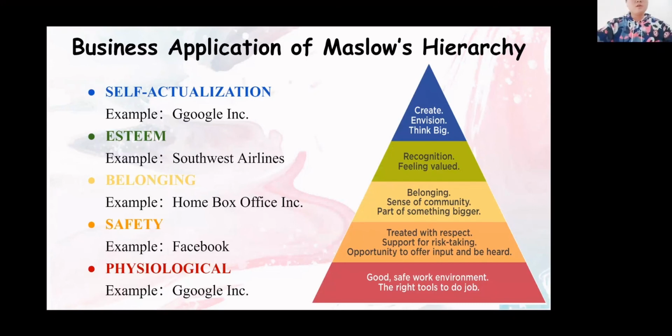Maslow's theory also comes from the business application of this. So it has 5 parts. I will give you some examples. So let's start with physiological.